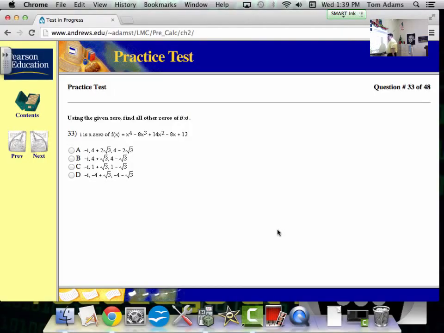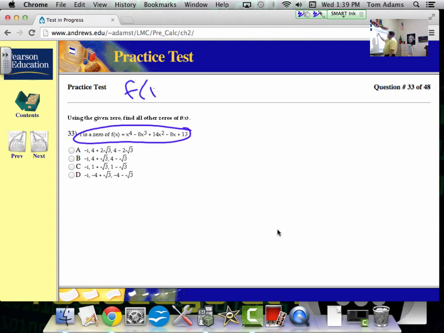Alright, so now look at this. This says that i is a 0. Listen guys, we got to figure this out. It says that i is a 0 of f of x, x to the 4th. So let me write it out because I'm not going to say all that. X to the 4th minus 8x cubed plus 14x squared minus 8x plus 13.